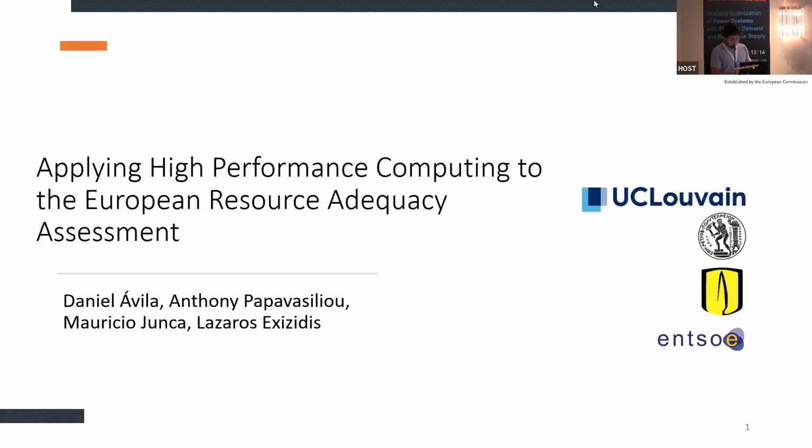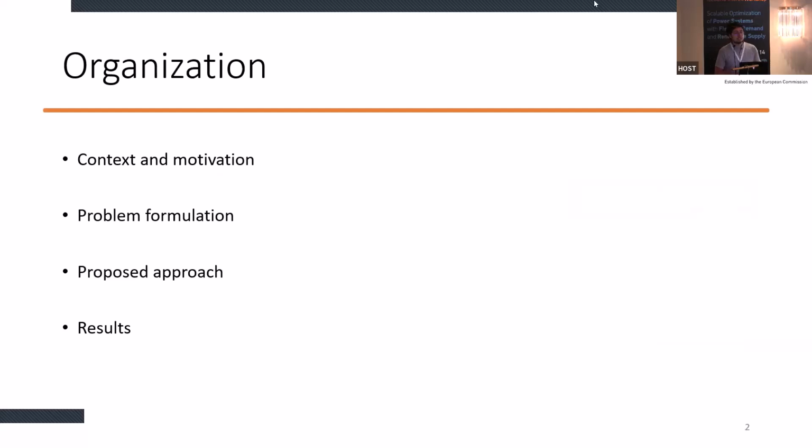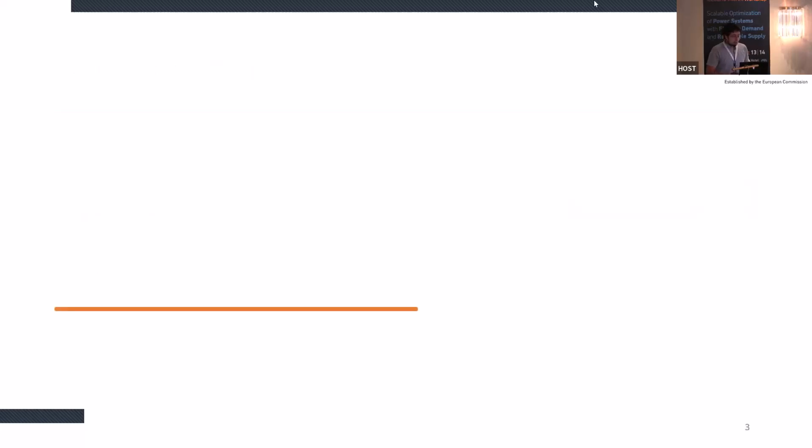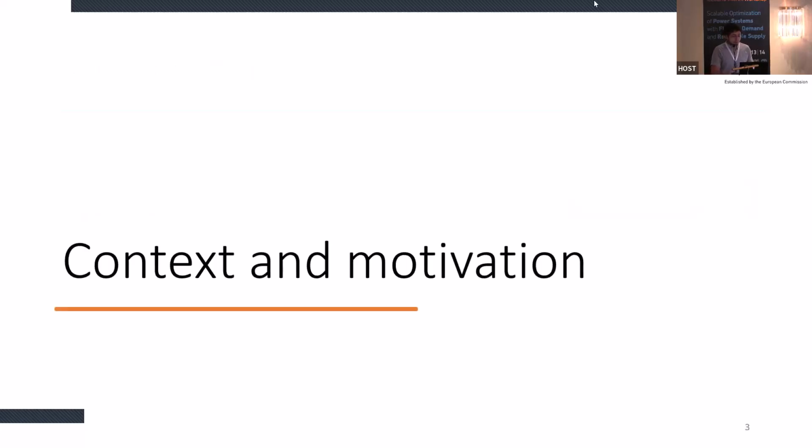So the outline of this presentation is as follows. I will begin by providing a brief context and motivation of the work that we have performed. Next, I will describe the problem formulation. Then I will describe the proposed approach that we have followed in order to solve the problem. And finally, I will describe some results. So let's start with this first part, which corresponds to the context and motivation.